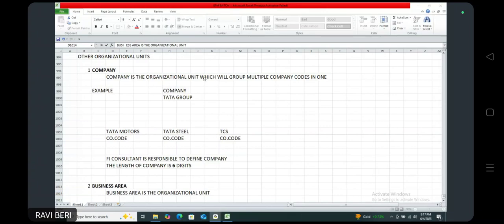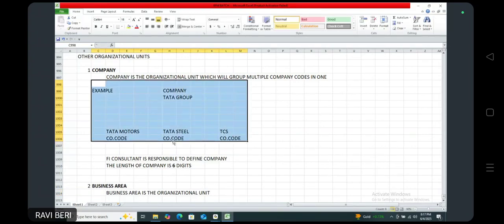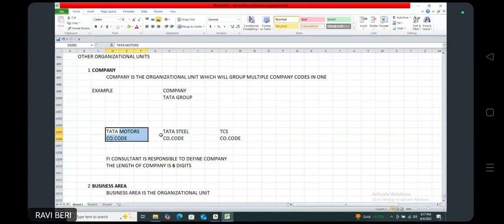So for the Tata Group, we have Tata Motors, Tata Steel, and TCS, right? So for the three of them, we will create three different company codes. Tata Motors, separate company code. Tata Steel, separate company code. TCS, separate company code. All these three belong to the same group. So Tata Group is a company which we define. So we define Tata Group as company.